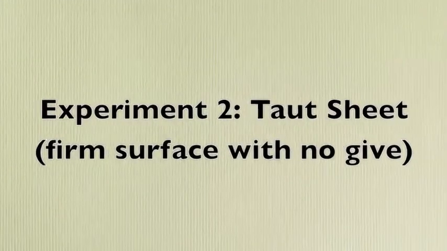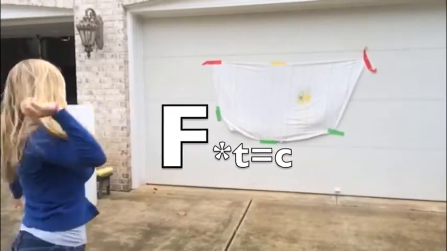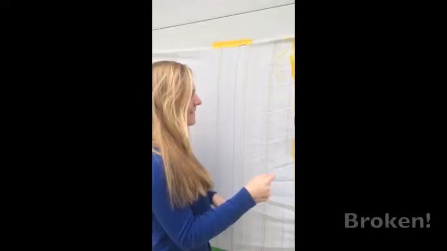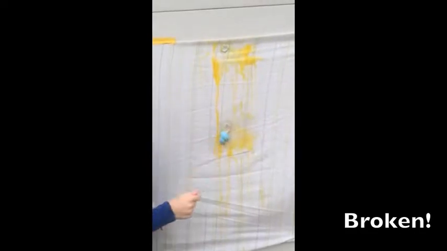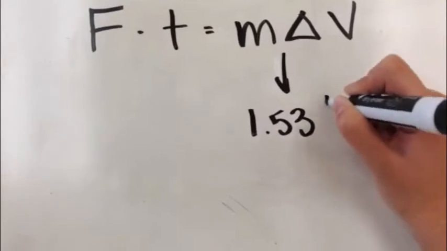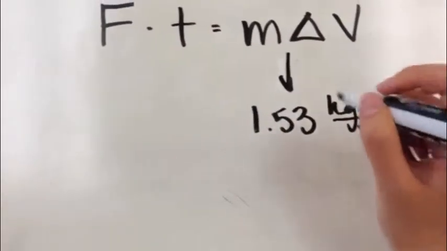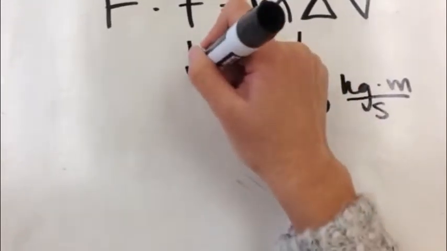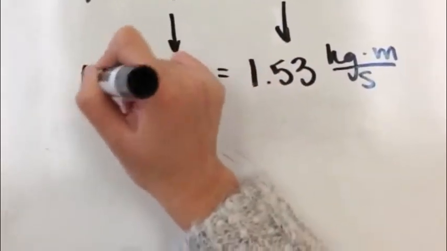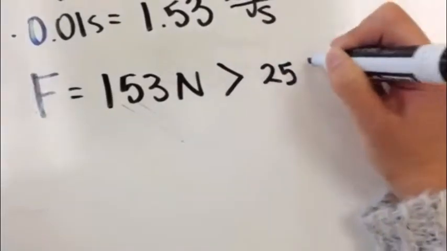In the second experiment, the taut sheet slows down the egg quickly, so the time variable is very small, meaning the average force exerted on the egg by the sheet must be very large to get the same value for c as in the previous experiment. This large force is larger than the average force it takes to break an egg, thus the egg breaks upon impact. So you have the same impulse-momentum equation, and since the mass and the change in velocity of the egg stay the same, it's still going to be 1.53 kilograms times meters per second on the right side. However, this time the time is going to be a lot smaller. The sheet slows down the egg in about 1/100th of a second, so you get a force of 153 newtons, which is much larger than the 25 newtons necessary to break the egg.